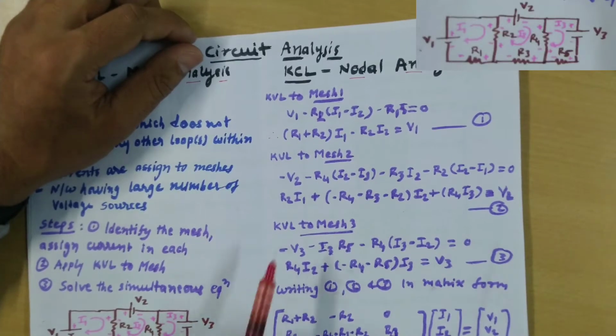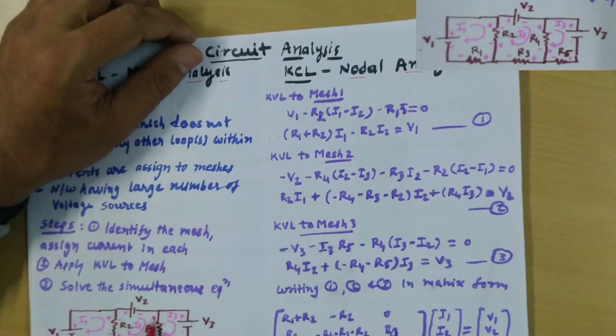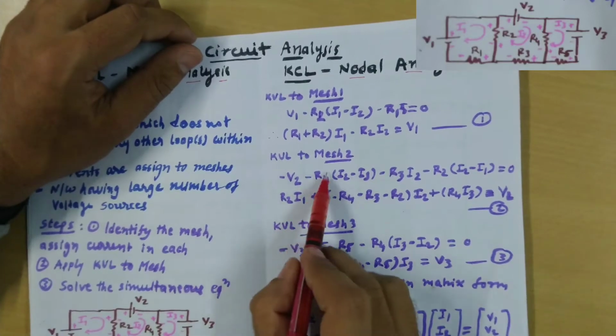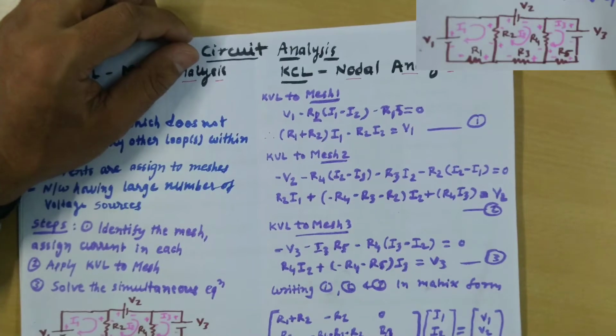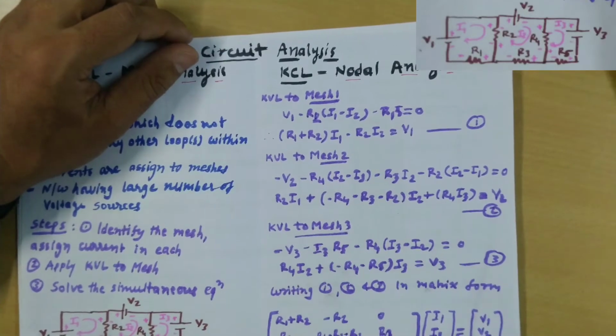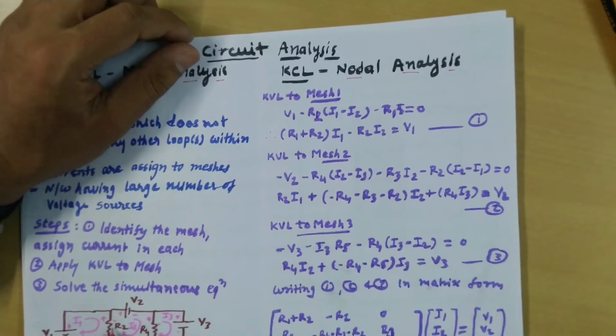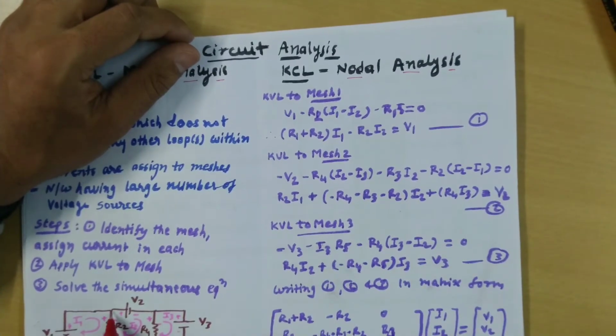When we apply KVL, we get the equation like this. We are moving from positive to negative, that's why minus. Then this is also positive to negative, that's why minus R4. There are two currents in this branch, I2 is downward and I3 is upward, that's why I2 minus I3. Now we are going from right to left in R3, that's why minus R3 multiplied by I2. We are going from this side to this side, down to up, that is positive to negative, that's why minus R2 multiplied by I2, and another current is I1 in this branch.